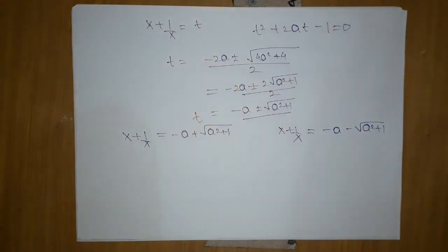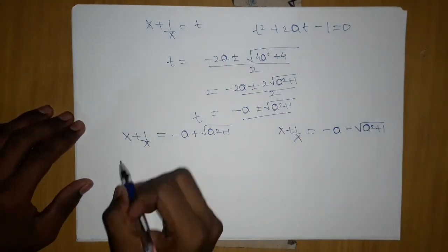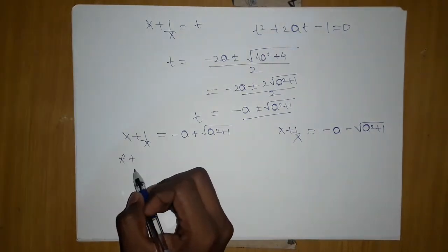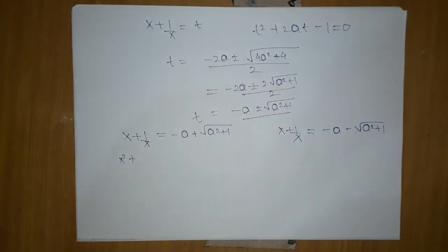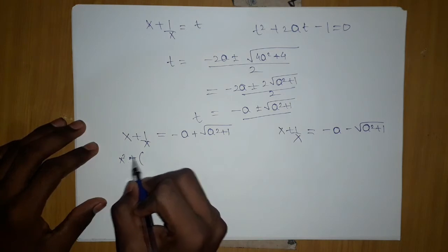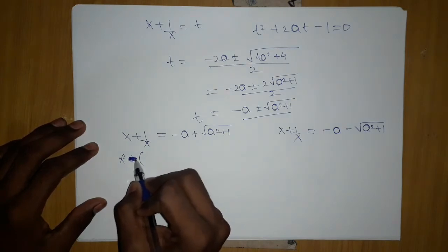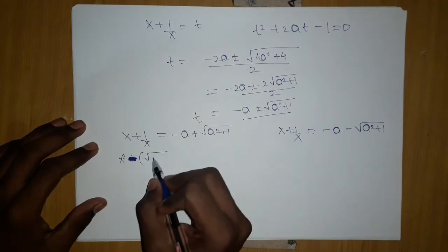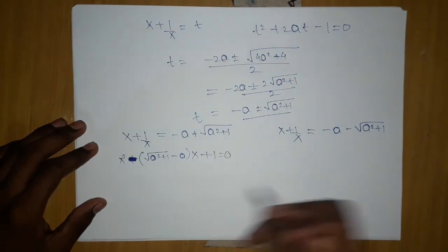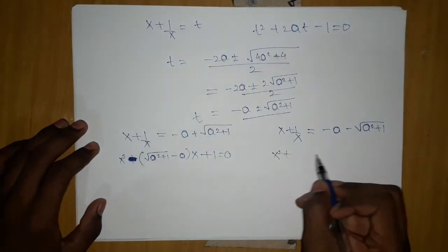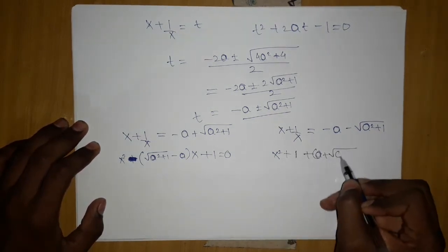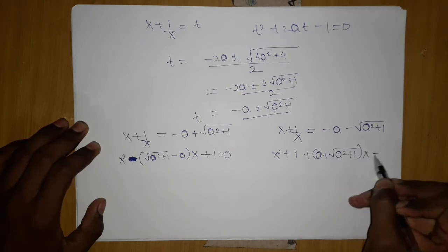Now let's form the two quadratic equations. If I multiply by x and bring it to that side, a minus sign will develop. x square plus, under root a square plus 1 minus a, into x plus 1 should be equal to 0. Further, here we have x square plus 1, and if it is whole minus, it will become plus a plus under root a square plus 1 into x should be equal to 0.